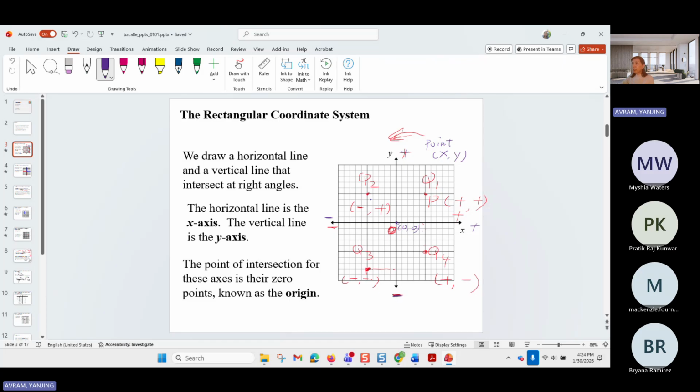So when you get to the second quadrant, right, you still have x first, y second, right? And then the x here is on the left-hand side of the y-axis, so your x is going to be negative, your y is going to be positive in here, okay?